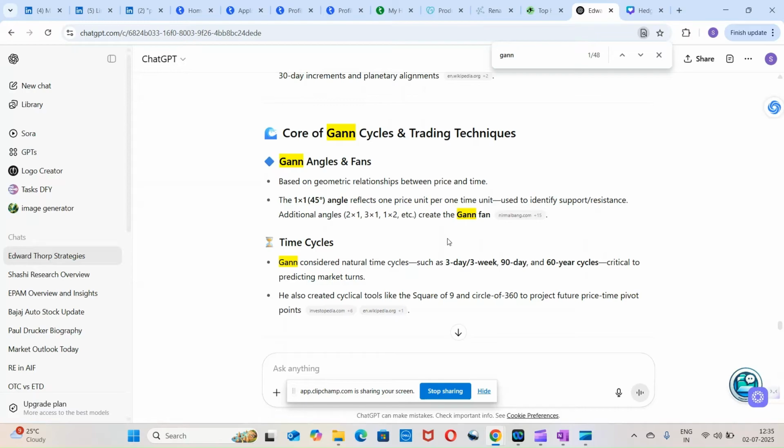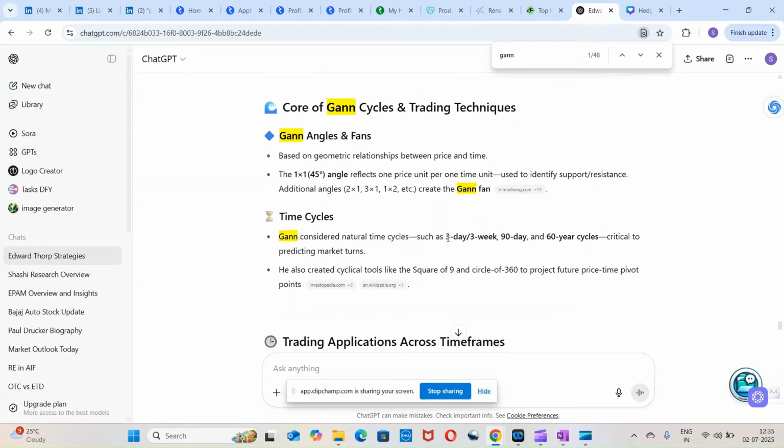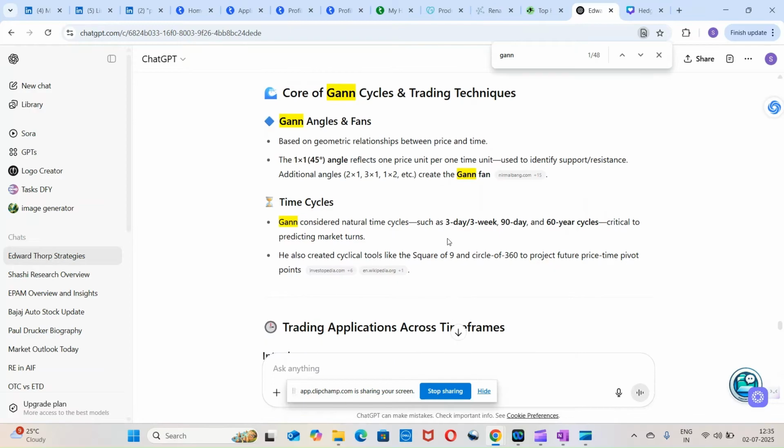Time cycles are another concept other than Gann angles and Gann fans. Gann considered natural time cycles such as 3-day, 3-week, 90-day, and 60-year cycles critical to predicting market turns. He also created cyclical tools like the square of 9 and the circle of 360 to project future price and time pivot points.